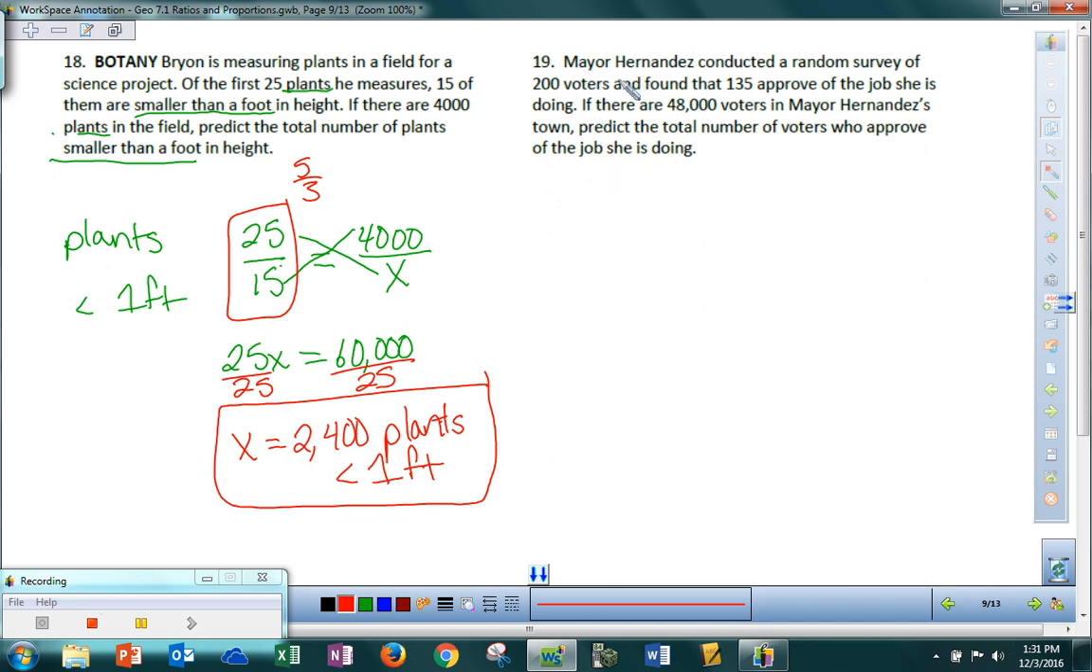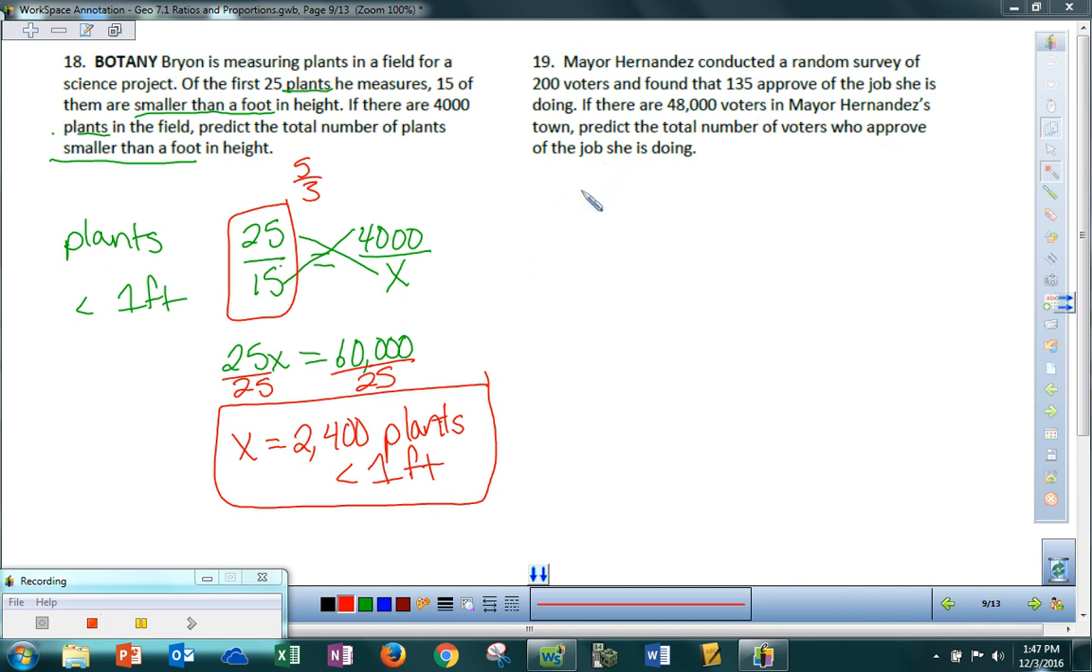Now on number 19, we have Mayor Hernandez conducting a survey of voters. Now 200 voters were total, and out of those, 135 approve of the job she's doing. Then we've got 48,000 voters in the town. We want to predict the total number of voters who approve.